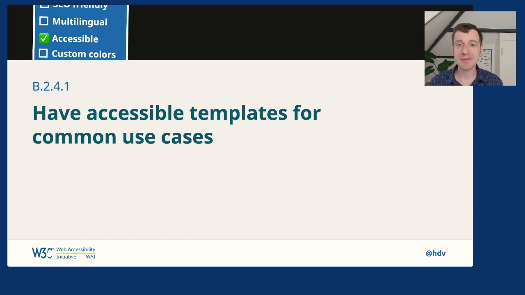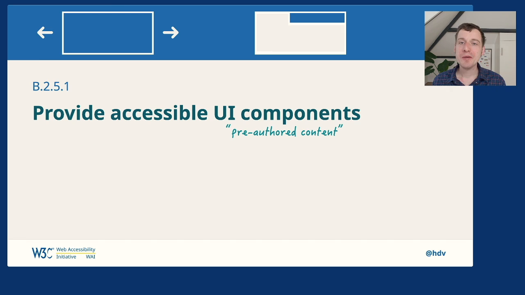Something else that ATAG recommends is to have accessible templates for the most common use cases, and to be able to filter for that. I know there is a filter available in the WordPress directory of different themes. So that is another important way that you can help content editors make the right decisions. And there's B251, which says that you should provide accessible UI components, or as the specification calls it, pre-authored content. So when you provide something like a carousel or tabs component, and users can add that into the page, make sure that they are accessible by default so that the content editor doesn't need to do anything. It just ships as an accessible component.